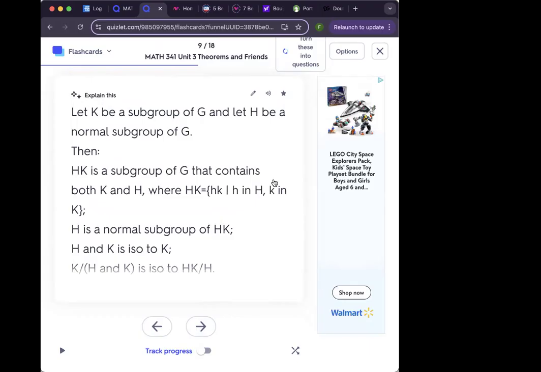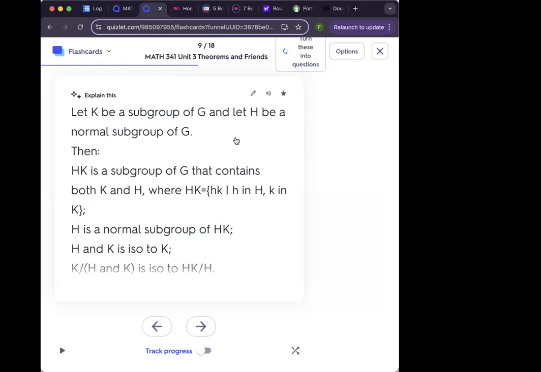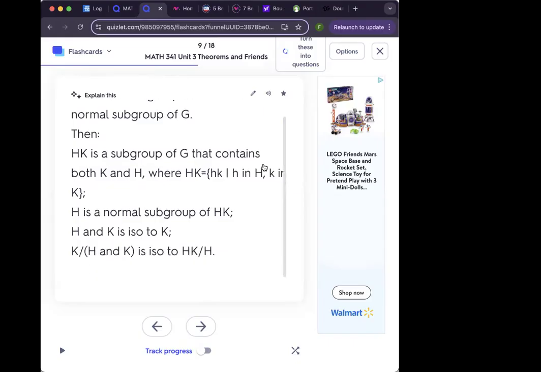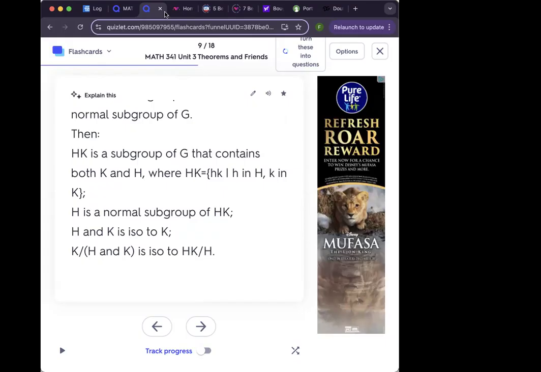So we let K be a subgroup of G, and let H be a normal subgroup of G. Then we have a bunch of things. HK is a subgroup of G that contains both K and H, where HK equals the set hk such that h is in H and k is in K. We also have that H is a normal subgroup of HK. H intersect K is a normal subgroup of K, and K mod H intersect K is isomorphic to HK mod H.